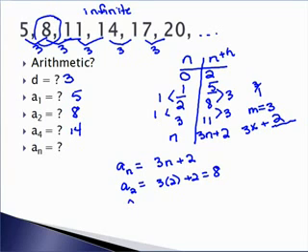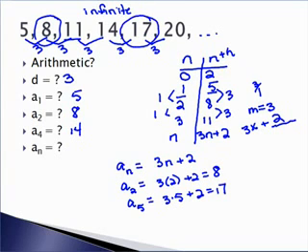Okay, let's try the fifth term. If we're looking for the value of the fifth term, that means we want the n to be 5. So 3 times 5 plus 2 is 17. And yes, indeed. So that looks like we got the right formula. So 3n plus 2.